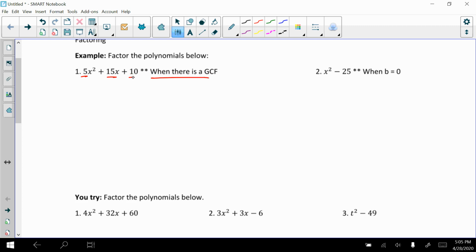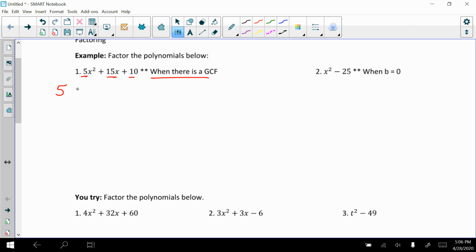So if I'm looking at this polynomial, I see there's a 5, there's a 15, there's a 10. All of those things are divisible by 5. That's the biggest number I can divide them all by. So I know that I could factor a 5 out of that. Only these two terms have an x, so I know I can't take out an x. The only thing I can factor out is a 5.